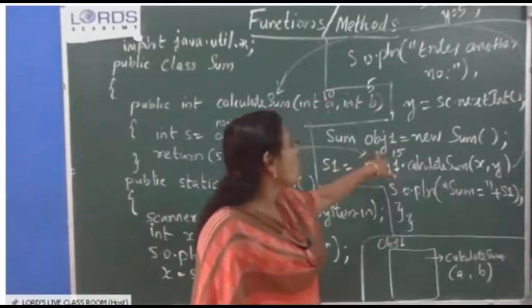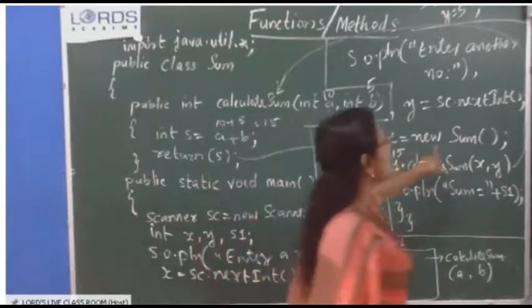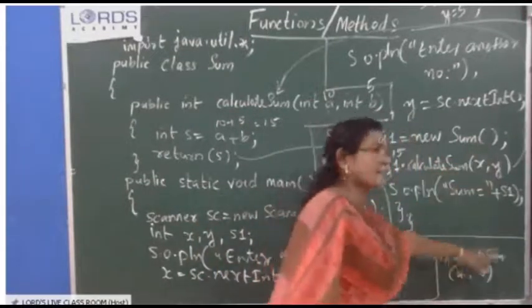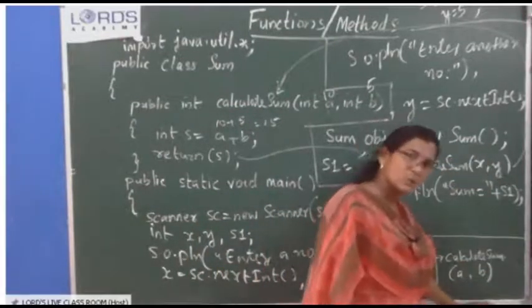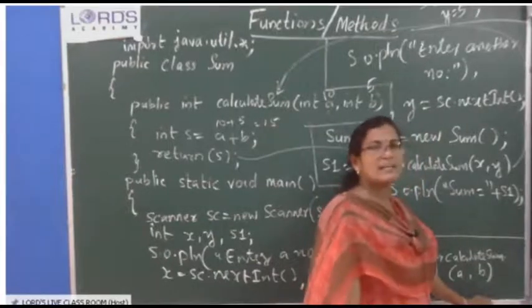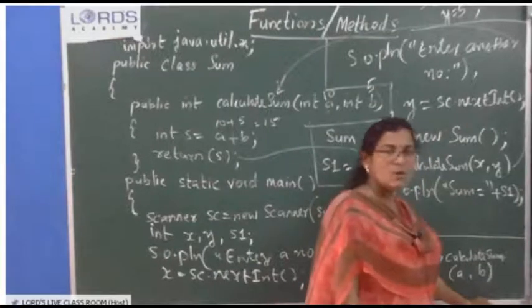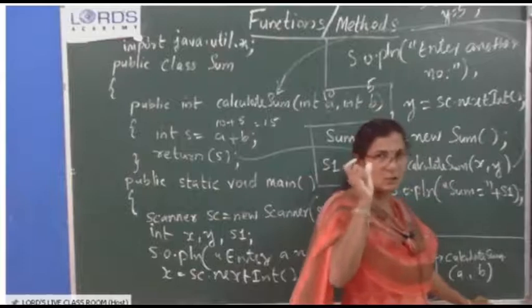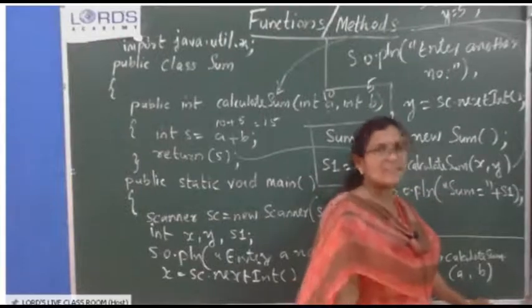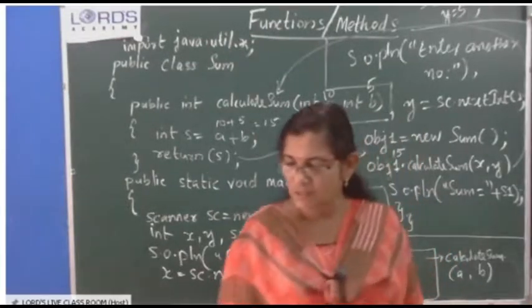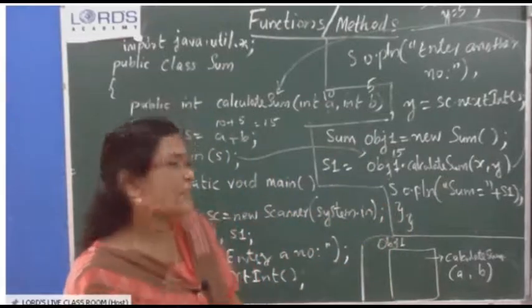Some type obj2 equal to new Sum. So another object will be created with the name obj2, and you can invoke the calculateSum method of obj2 with the syntax obj2.calculateSum and pass the values to it. Okay. Any number of objects can be created.